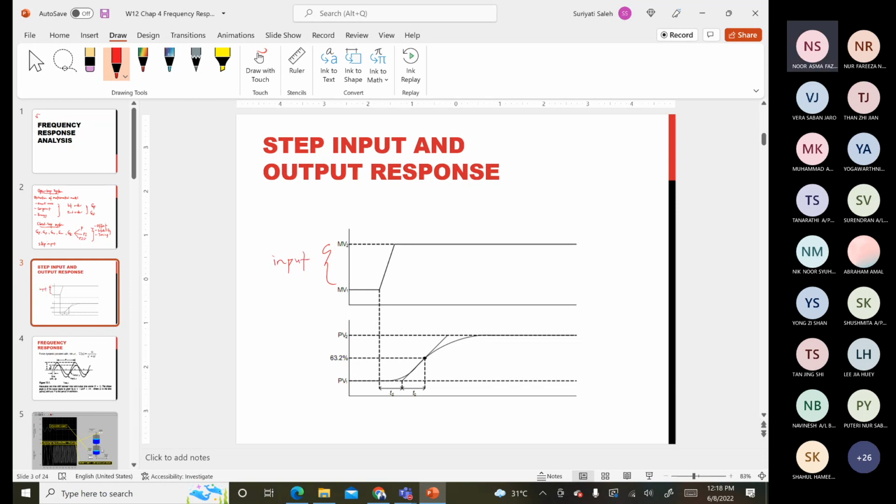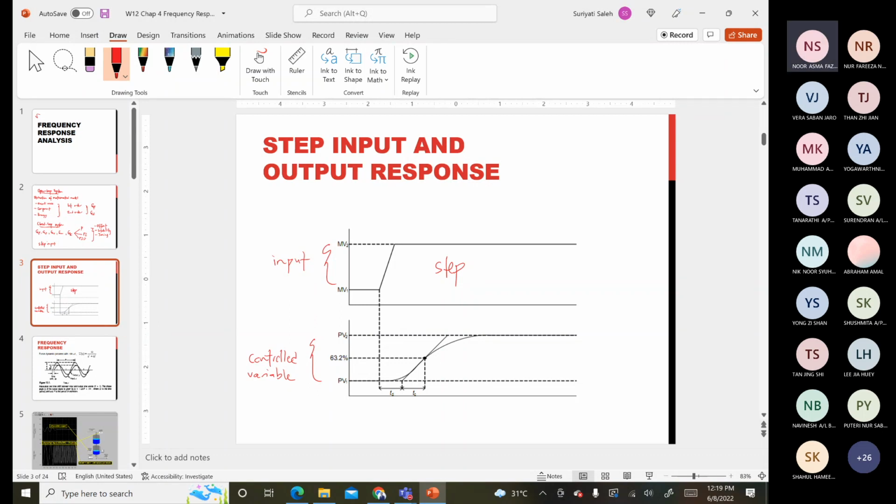And the PV here is your controlled variable. The variable that you want to maintain. So normally, when we try to change the input, we change the input based on a step. Why is it a step? Because you just change from one value to another value, like a staircase, and then based on the step input, you get the response.